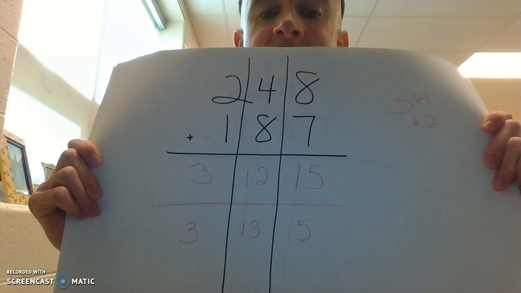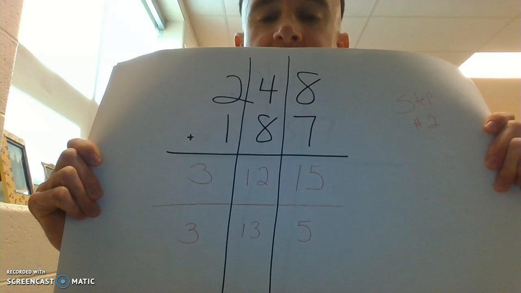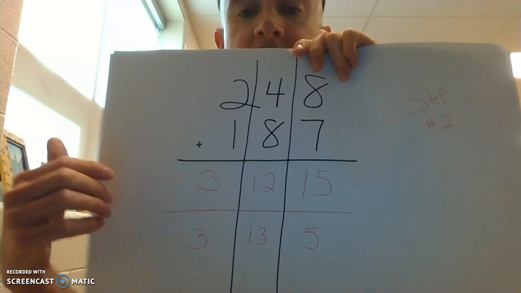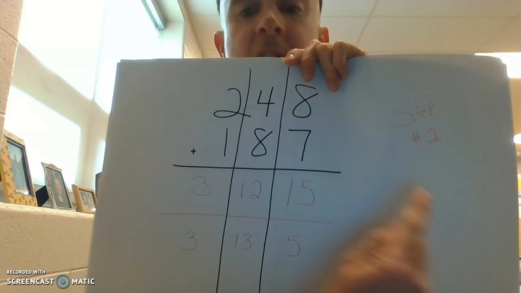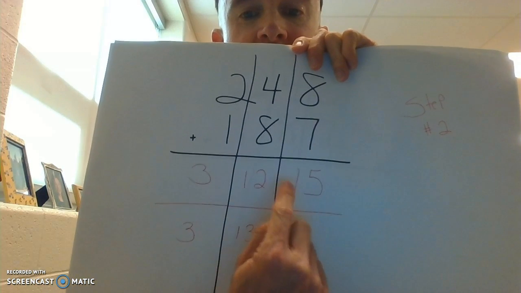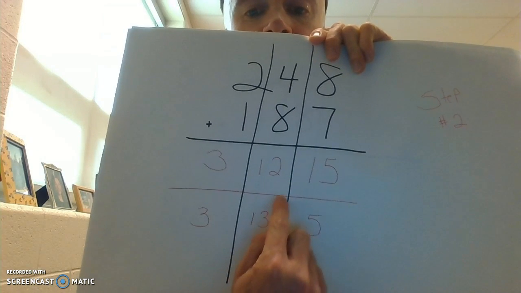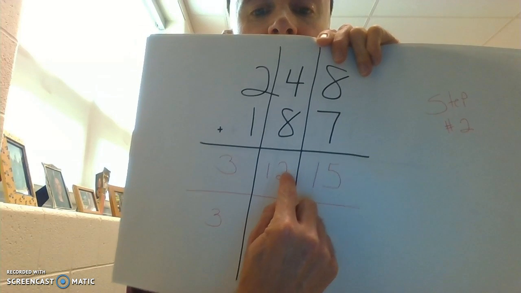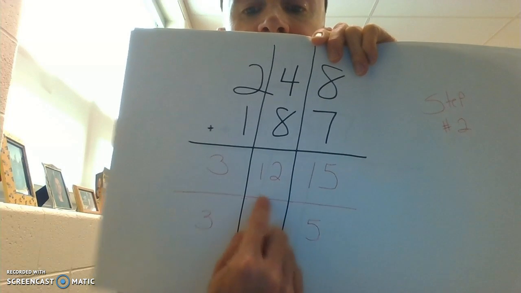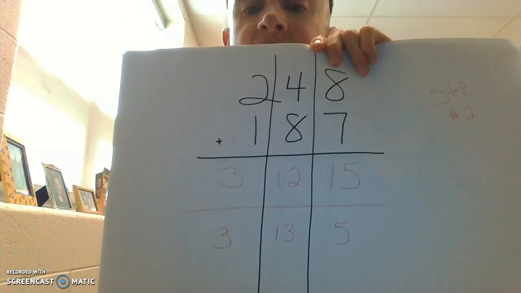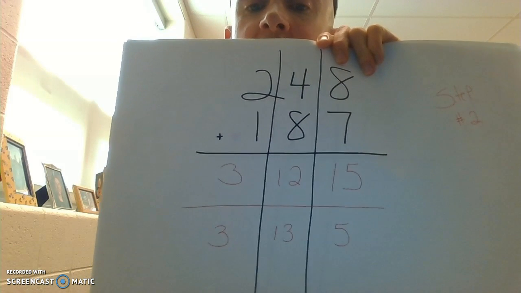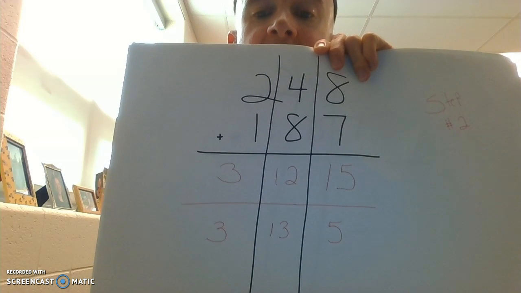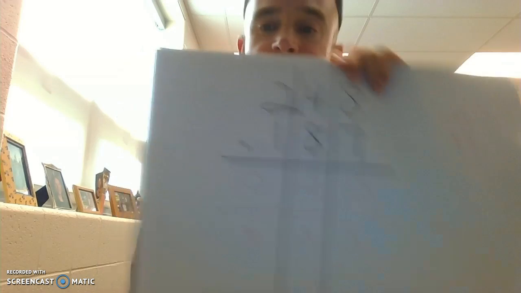And in the second step, we're going to go to that 15, and we're going to just trade or regroup the 15. So if we come over here, here's our 15. And what we're going to do is we're going to take that 10 and we're going to move it over here to the tens column. So in the ones column, we're left with a 5, and the 12 in the tens column now becomes a 13. So we have a 3, a 13, and a 5.